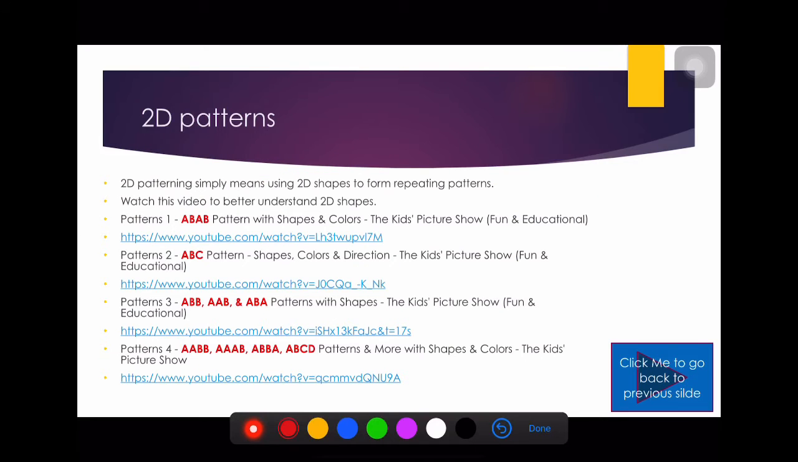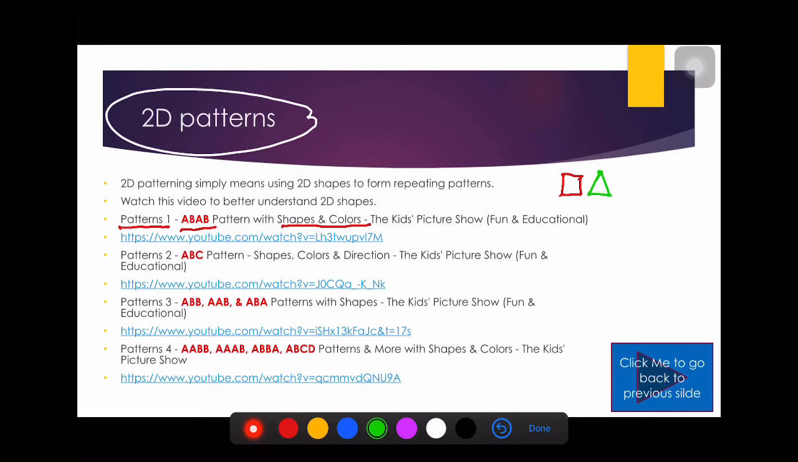Now for 2D patterns, we have several types. There are 4 patterns that as teachers we need to know. The first one is the ABAB pattern. ABAB could be shapes and colors. For example, a square, and then a triangle, and then a square, and then next is a triangle. This is an example of an ABAB pattern. A is square, B is triangle.